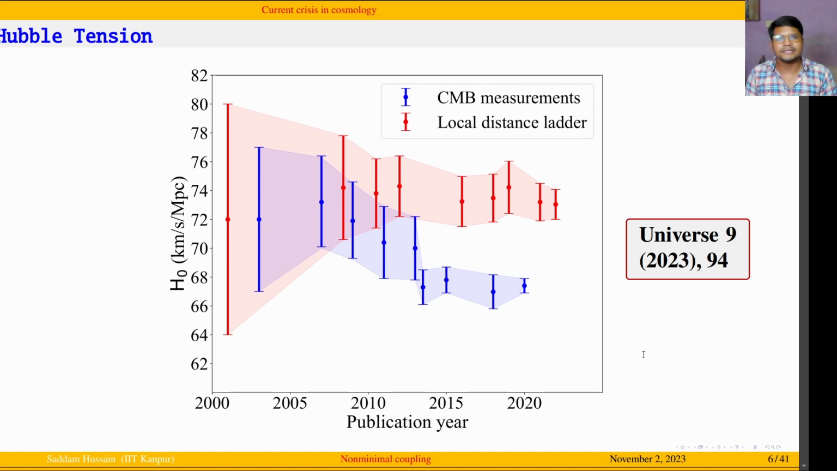Now recently, first of all, the universe appears to be accelerating. It came out around 2000, and later on many observations from the cosmic microwave background and the local distance ladder. The local distance ladder is when you are measuring supernovae at low redshift. In the local distance ladder you are measuring Cepheid variables or supernovae, and you try to measure this Hubble constant.